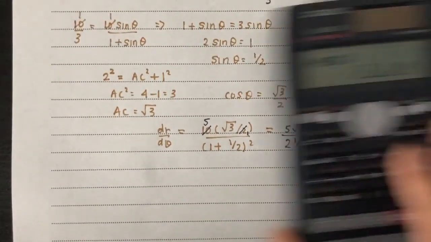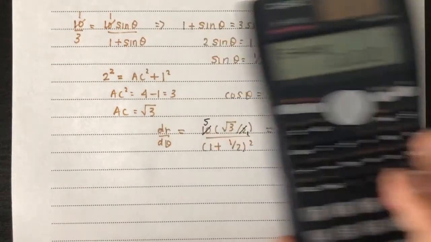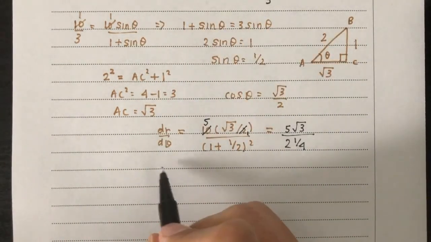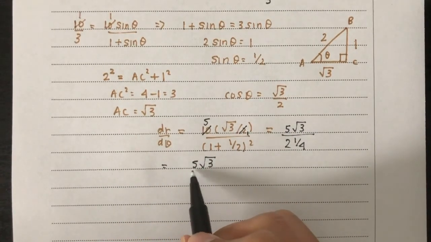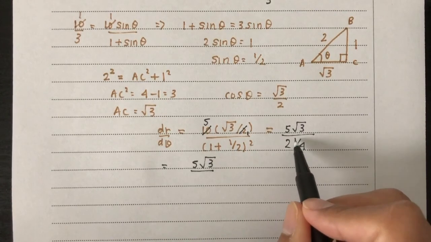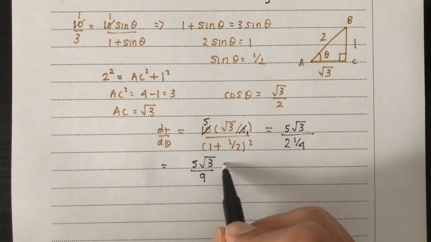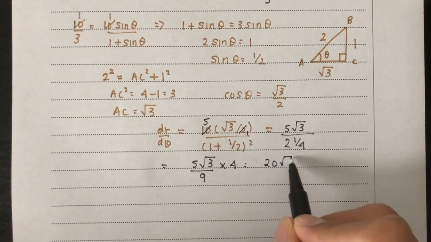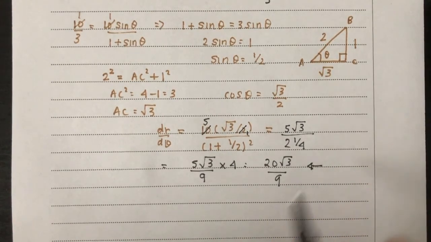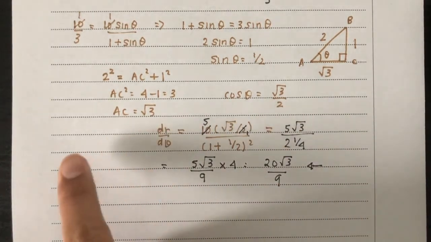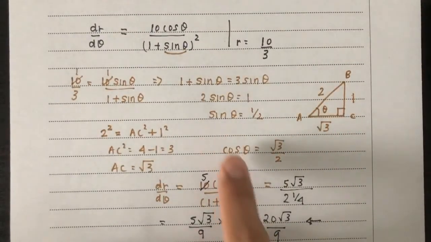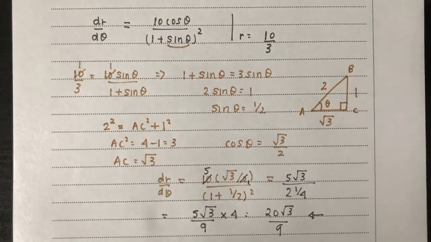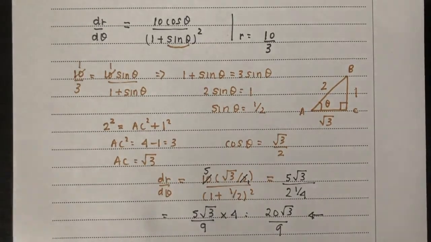Now if you want to simplify, let's try again. If you expand this, that will give you 5 root 3 divided by 9 over 4. So 9 over 4 times 4, that will be 20 root 3 over 9. That will be the value for dr by d theta at r equal to 10 over 3. Okay, so we have to use some kind of triangle to find those two values and then replace to find the right value. Okay, that will be for part 3.